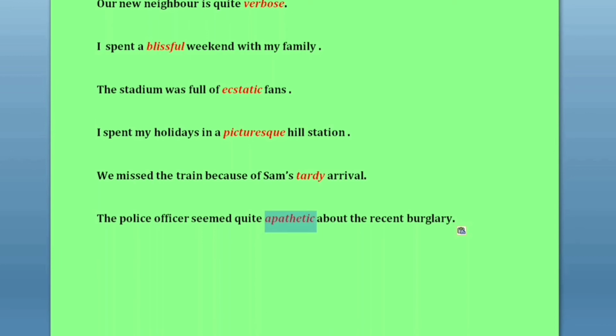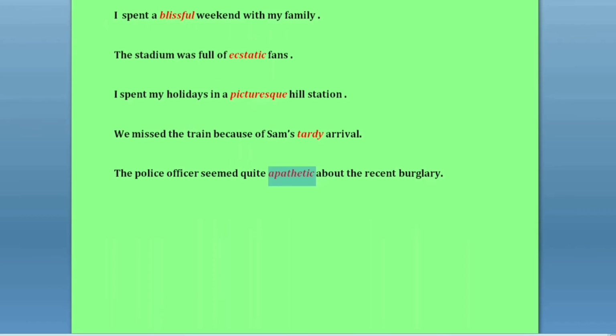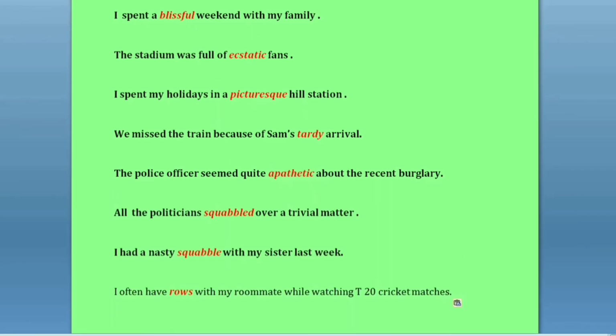Then next we have apathetic, and as you see the example, we can use it in this way: the police officer seemed quite apathetic about recent burglary, right? So that means this police officer was quite uninterested.